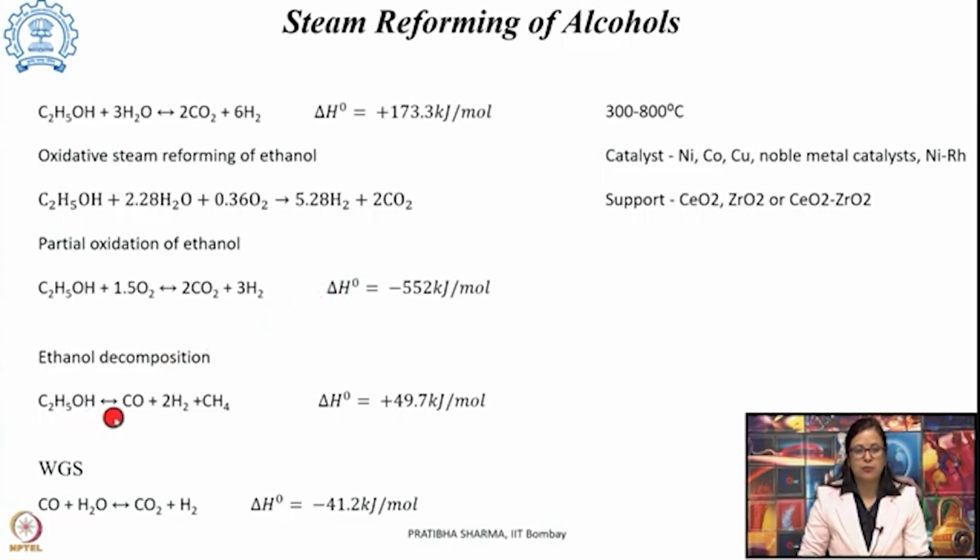Ethanol can also decompose to give hydrogen, carbon monoxide and methane. Finally, it can undergo water gas shift reaction producing more hydrogen. So, the reaction conditions are, the reaction takes place at 300 to 800 degrees centigrade in the presence of catalyst like nickel, cobalt, copper and other noble metals, bimetallic catalyst like nickel and rhodium has been found to be the best catalyst on supports like cerium oxide, zirconium oxide or cerium oxide and zirconium oxide combination.